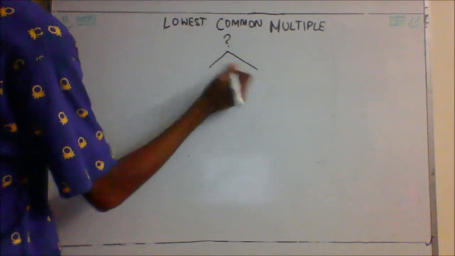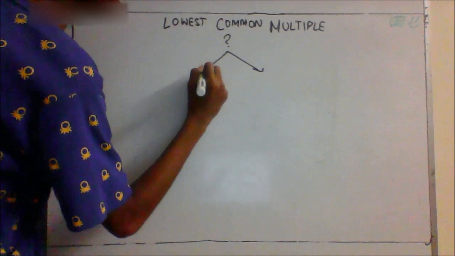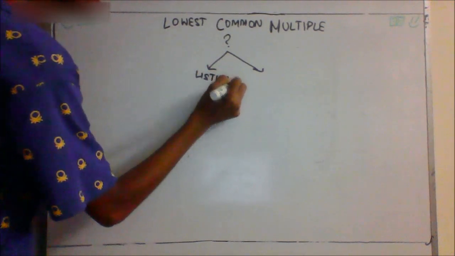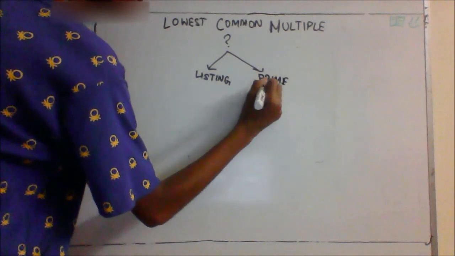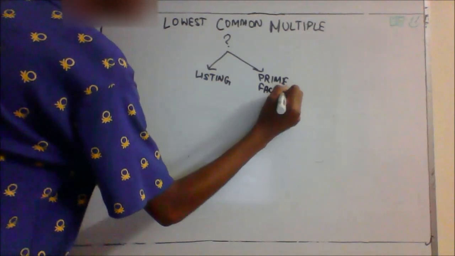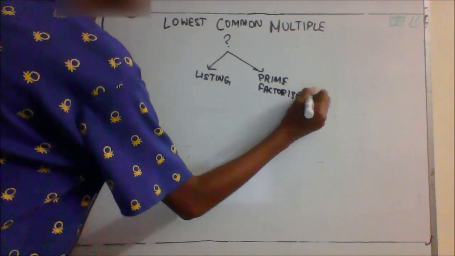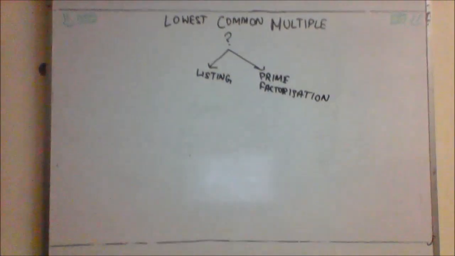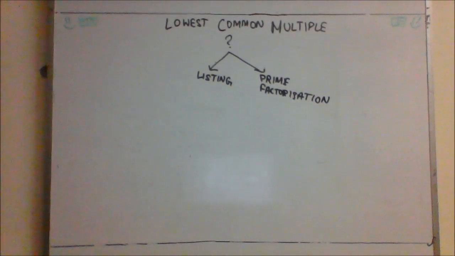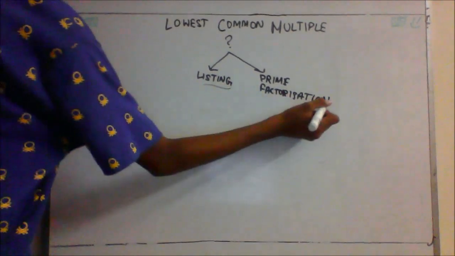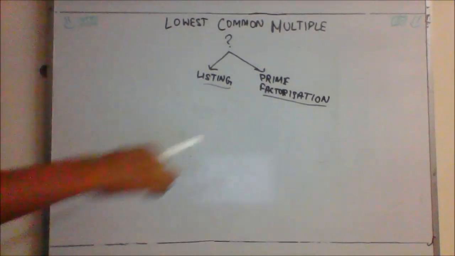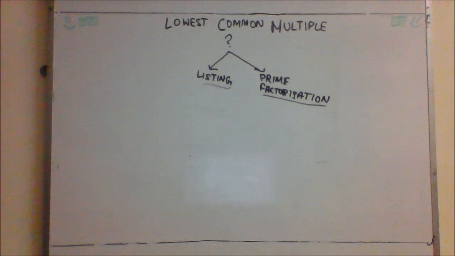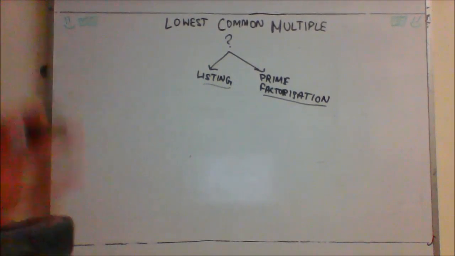We can do this in two ways: the listing method and prime factorization. The listing method takes a bit more time than the prime factorization method, but it's a lot easier. The teachers in your school will probably ask you to do the prime factorization method in your exams. So the listing method is pretty simple.